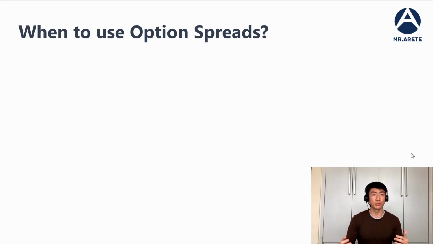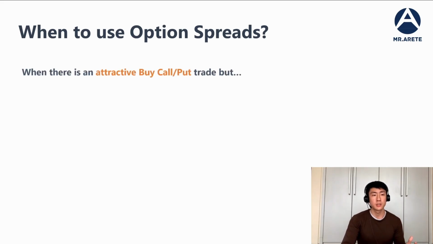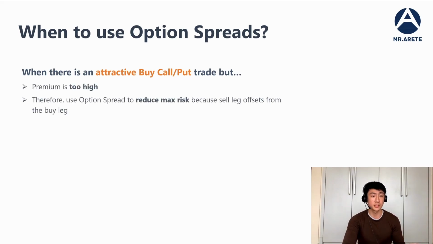So, when do we want to use option spreads? That is also a very important question we want to answer. Let's say from a buying perspective, there's an attractive buy call or buy put that you want to enter, but the trade is perhaps too expensive. The premium is too high, and therefore the risk exposure to your account is not within the risk management methods that I taught. In this case, you can use an option spread to reduce the maximum risk, simply because there's a sell leg now that offsets the premiums from the buy leg. So let's say instead of having to spend $500 of risk on a trade, you now only need $200 to enter the same trade, and that is amazing.